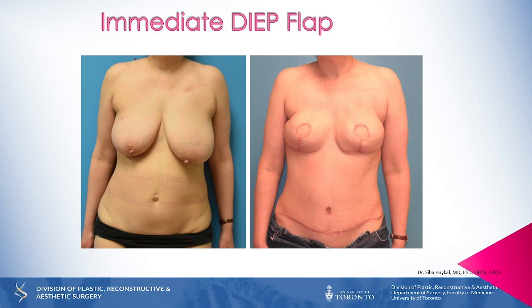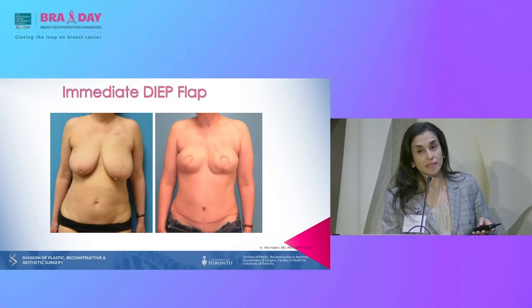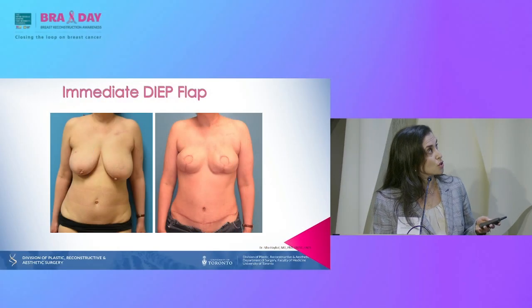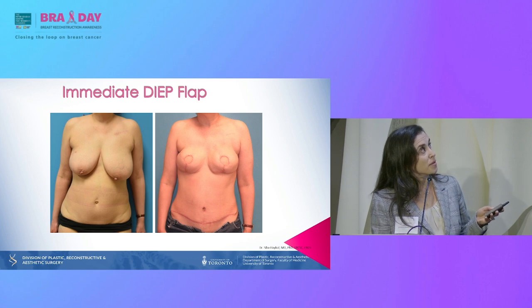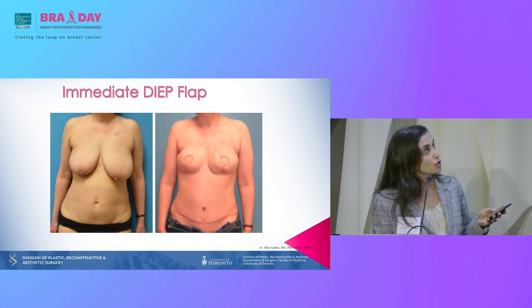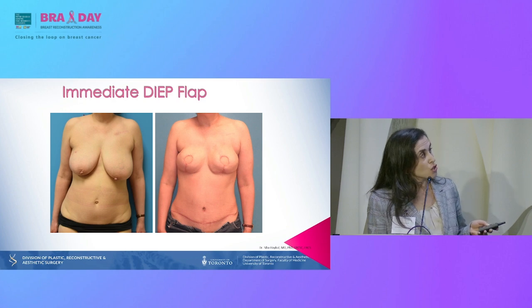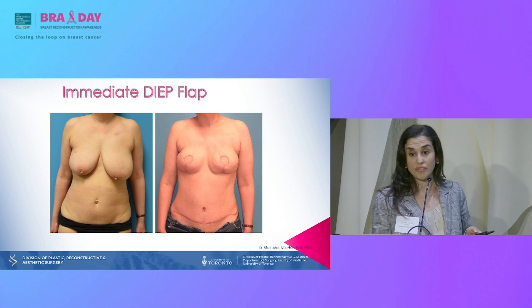This is an example of a patient who had an immediate DIEP flap reconstruction. So in this case, this patient had a mastectomy through a circular pattern where the nipple and the areola were removed, as well as all of the breast tissue, and the skin envelope was left behind. So we took skin from the abdomen, we disconnected it, and we reconnected it. And at the same time, we did a bit of a breast lift because there was a bit of excess skin.